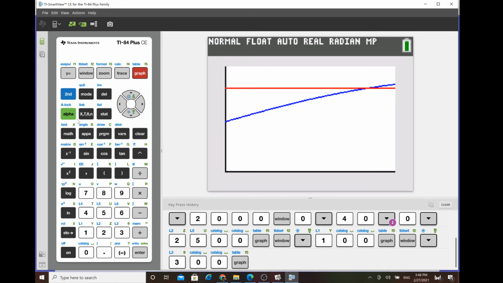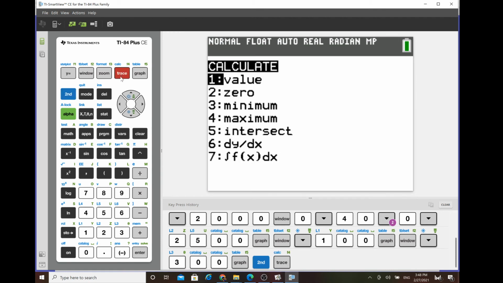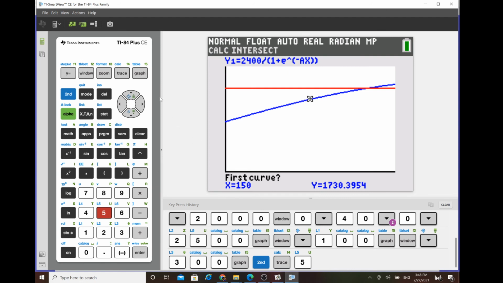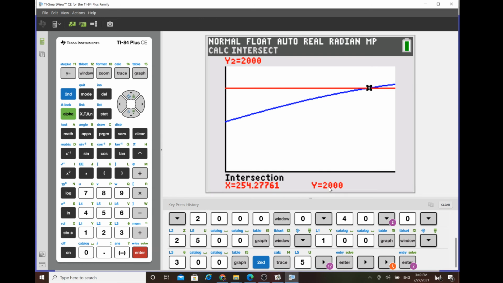Let's find the point where they intersect. Second trace, and then intersect, 5. Now the calculator is asking about the first curve. It always starts with the first function, the blue curve. Enter. Second curve, the line, pass through the point where they intersect. Enter, and then press enter again. Here we go. In order to reach the same population, 2,000 elephants, it's going to take about 254 years.